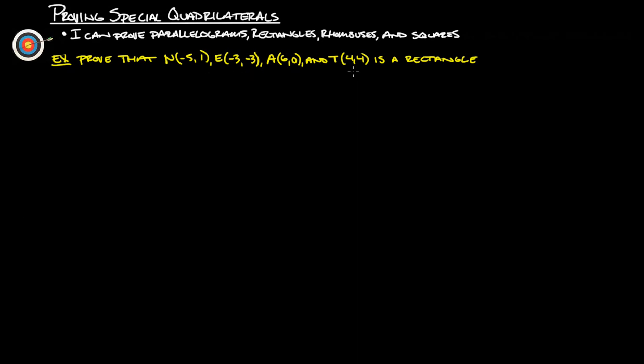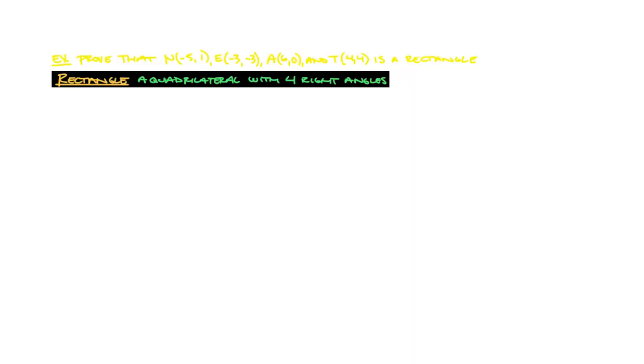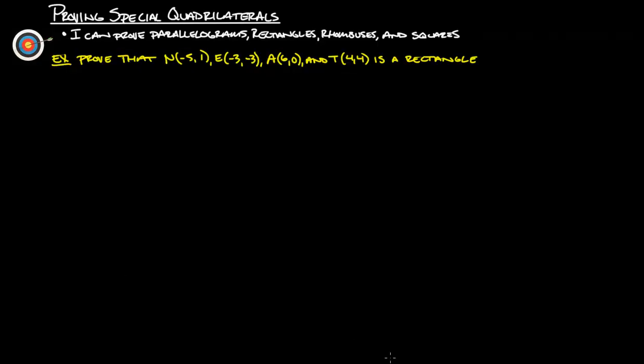Prove that NEAT is a rectangle. So again, what we want to do is know what each one of those things is. We want to know what a rectangle is. Okay, so here we go. A rectangle is a quadrilateral with 4 right angles.